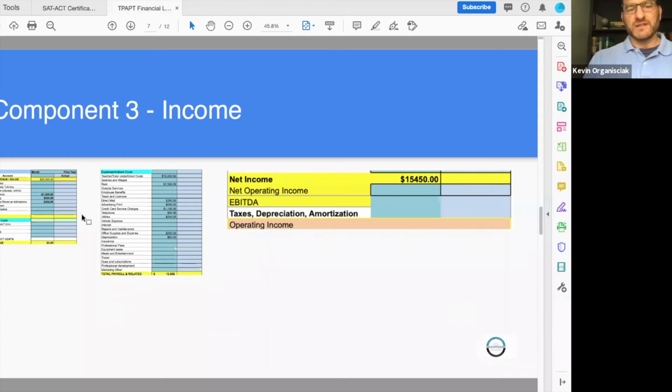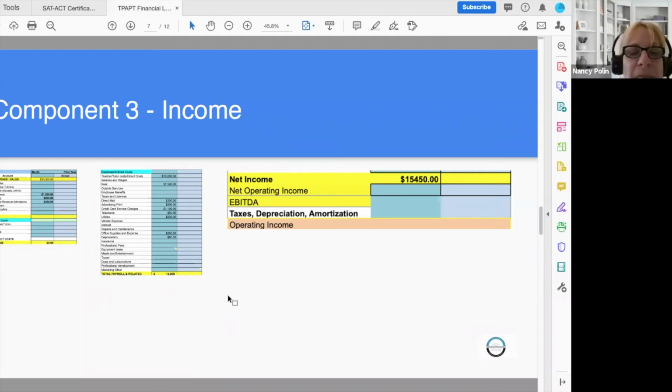And so from these two components, you're going to get that net income, also known as, these three things in yellow here are interchangeable: net income, net operating income, or EBITDA, which is earnings before income tax, depreciation, and amortization. And once you do subtract income tax, depreciation, and amortization, you get your operating income. And that's the income, again, that you are able to pocket and take home.